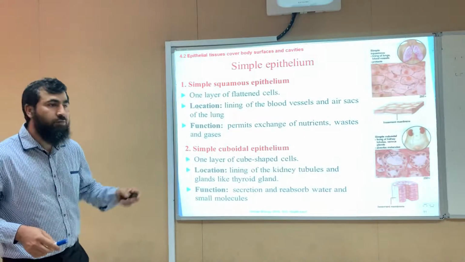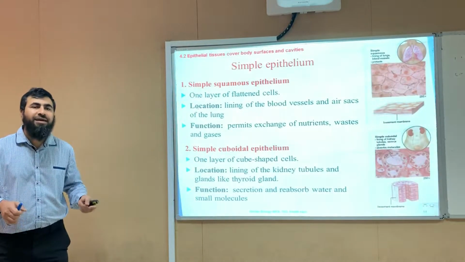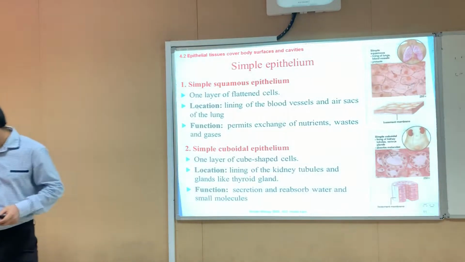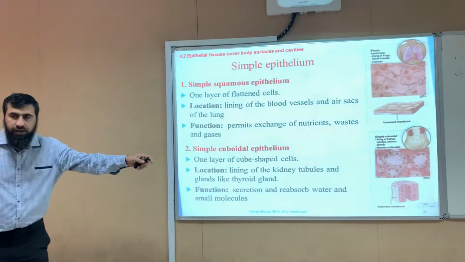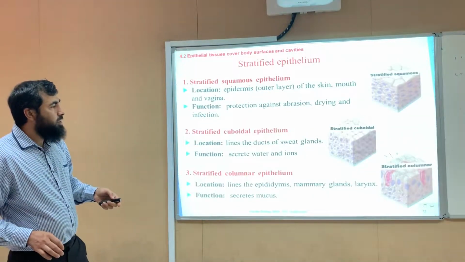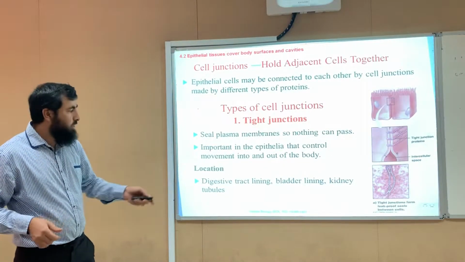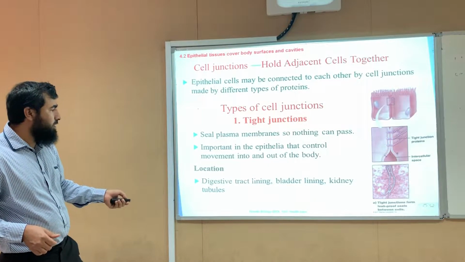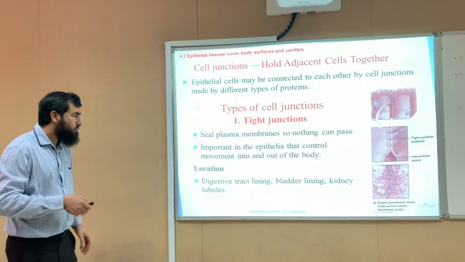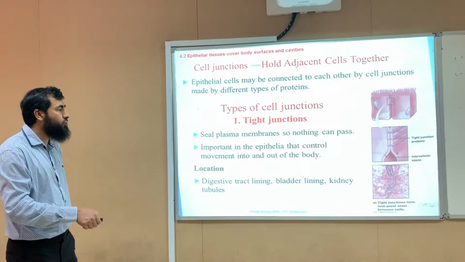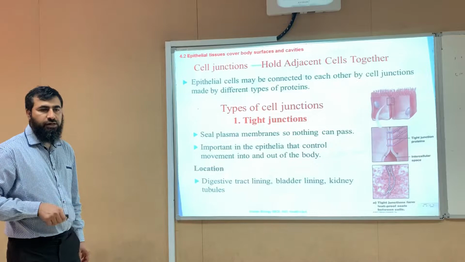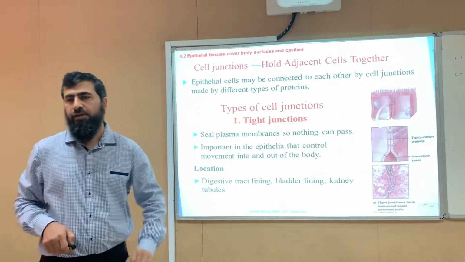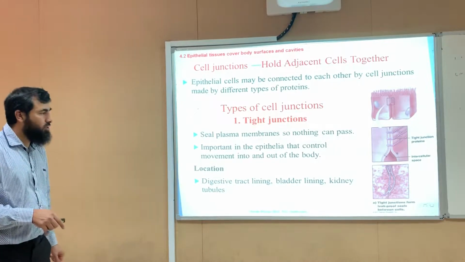So these types of junctions, adhesion molecules, make that particular organ waterproof, so there's no leakage. And this is important in the kidneys, bladder, and digestive tract, okay? So it controls the movement in and out of that particular organ, so there is no leakage of the liquids. Okay. We got that?